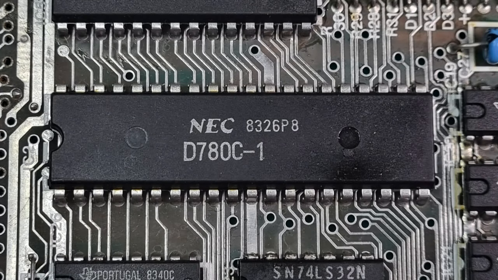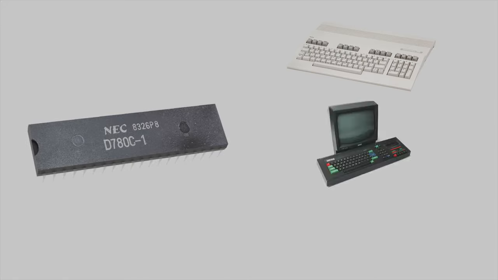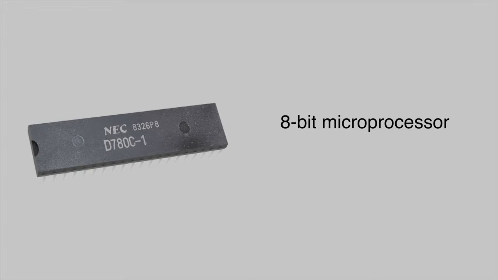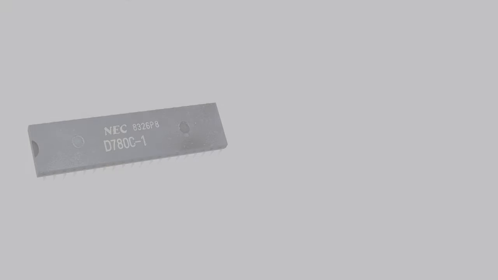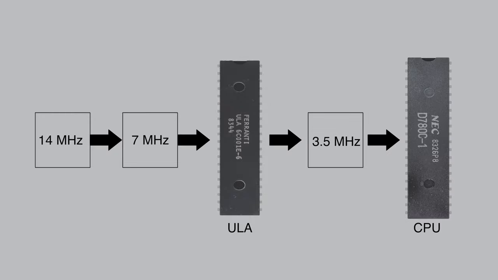The ZX Spectrum uses a variation of the Zilog Z80 processor, found on many computers and game consoles, naming a few, the Commodore 128, the Amstrad CPC, and the Sega Master System. The Z80 is an 8-bit microprocessor, however the Z80 on the Spectrum is externally clocked by the ULA at 3.5 MHz. On the Spectrum, there is a 14 MHz oscillator which is regulated down to 7 MHz, which synchronizes the whole of the ULA. It is then regulated down to 3.5 MHz by the ULA, which is fed to the CPU, providing its clock speed.